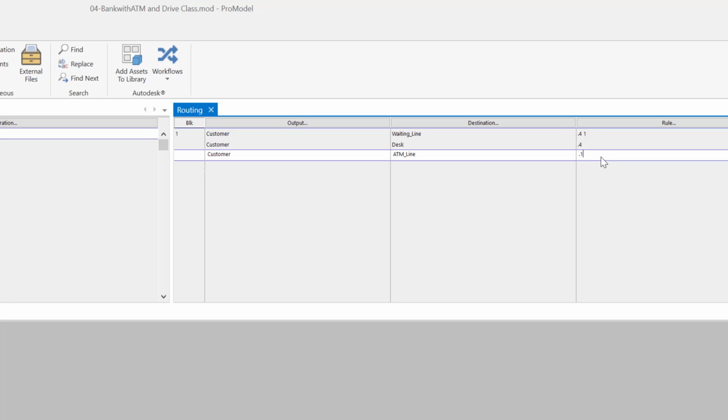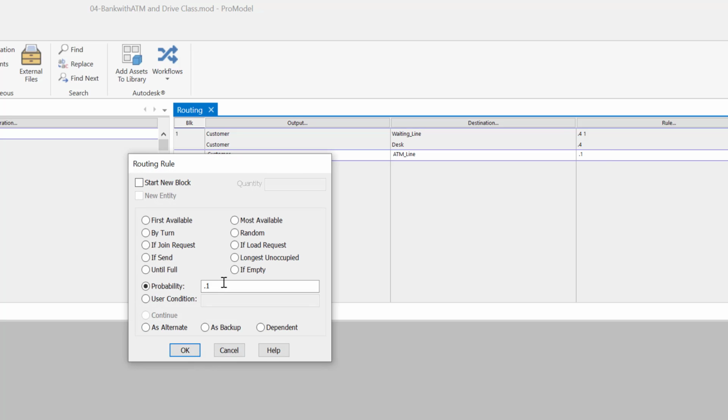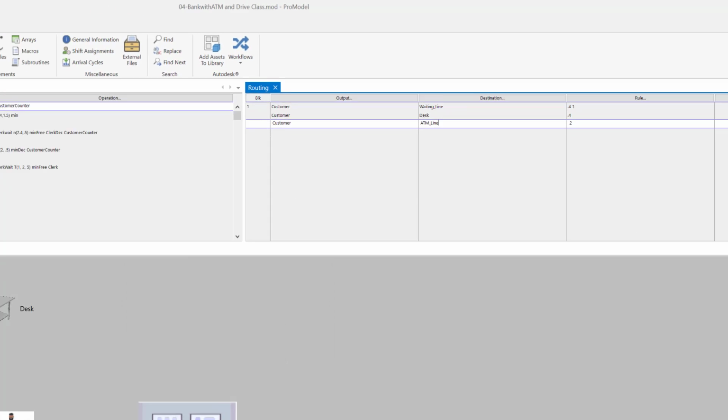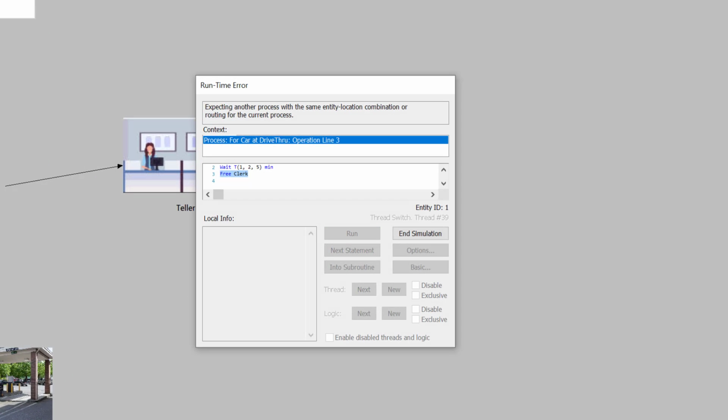Well, I guess I have to do it like this. So point 2. Alright, so now it's adding up. Let's see whether this will simulate.